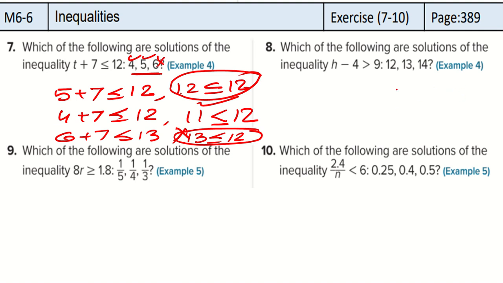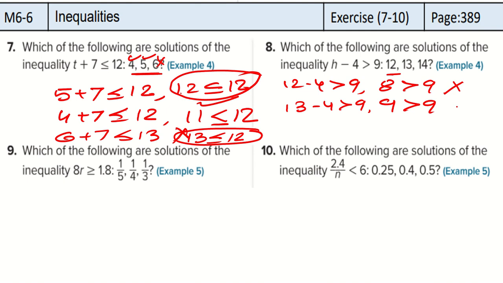Same for this also. Take 12. So, 12 minus 4 bigger than 9. 12 minus 4 is 8. 8 is bigger than 9. This is wrong. Now, take 13. 13 minus 4 greater than 9. 13 minus 4 is 9. 9 is bigger than 9. This is also wrong. 14 minus 4 bigger than 9. 14 minus 4 is 10. 10 is greater than 9. This is correct. So, only 14 is the correct answer.